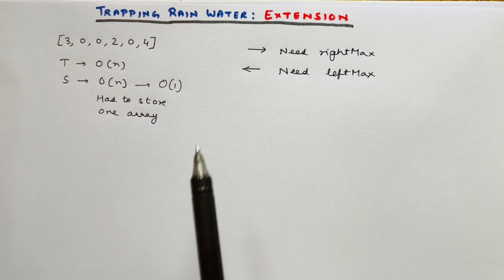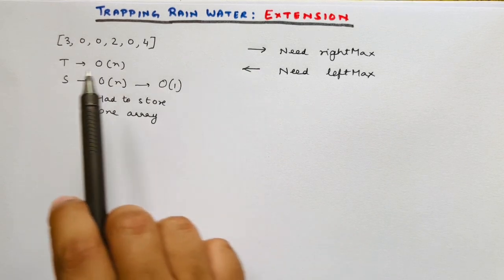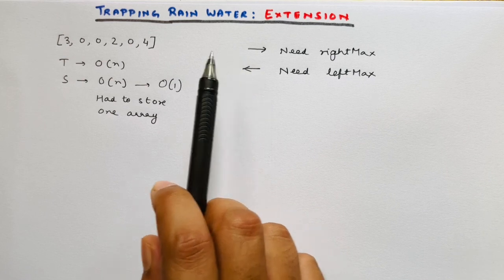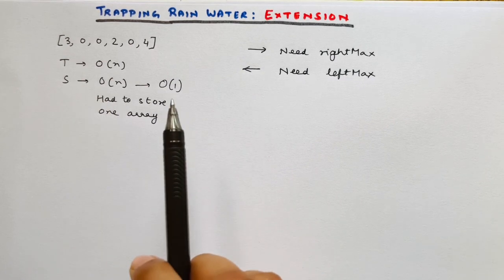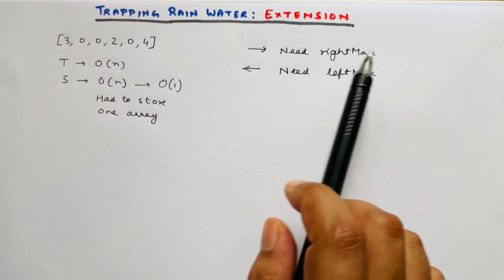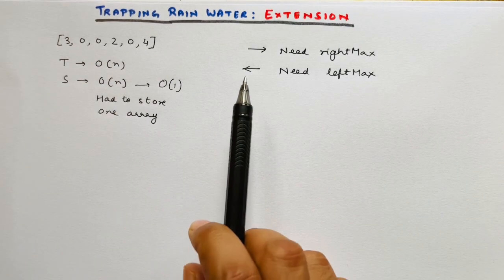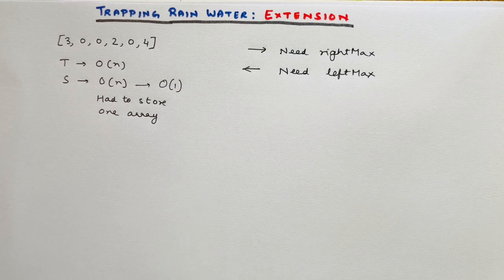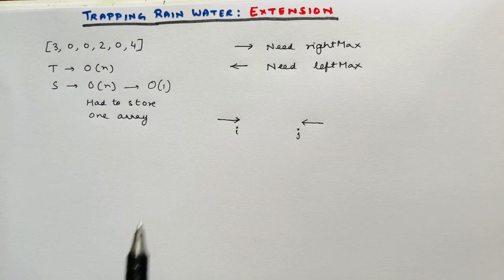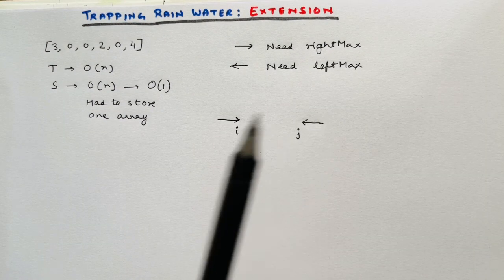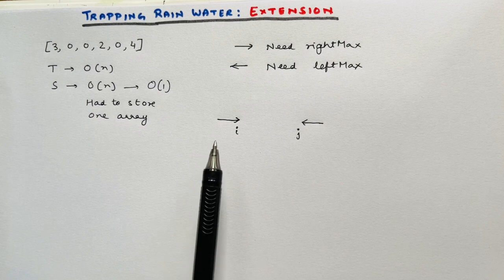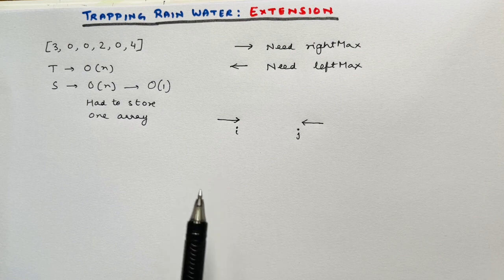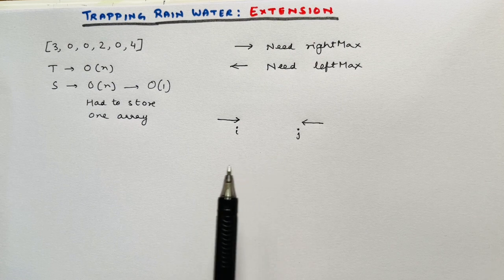Let's see. The problem was that when we were traversing from left to right, at that time we had not seen the right elements for that particular element. So we needed right max in an array. And similarly, when we were traversing from right to left, we needed left max in an array. Since we need left max and right max, we have to traverse in both the directions at once, maybe using two pointers, let's say i and j.